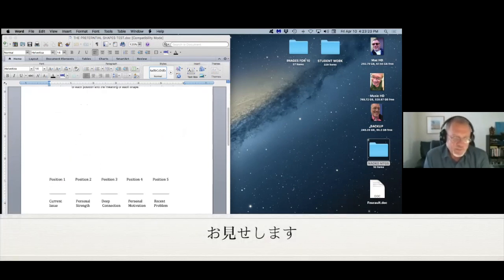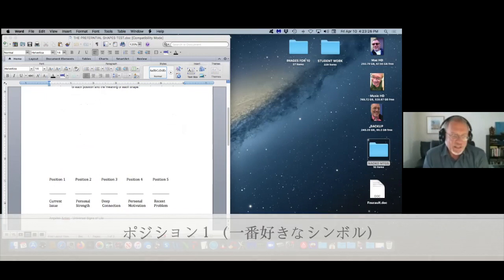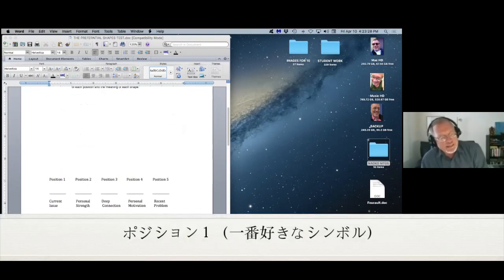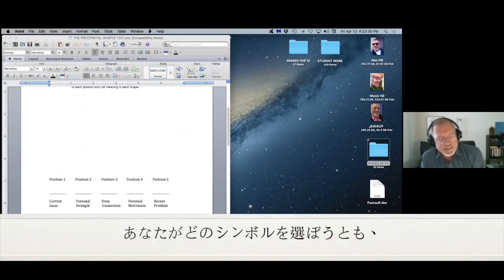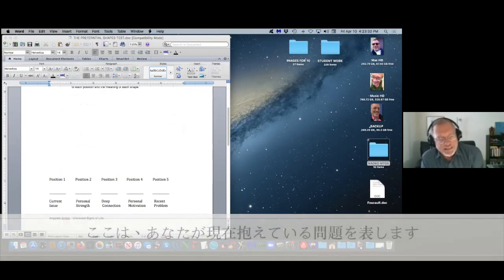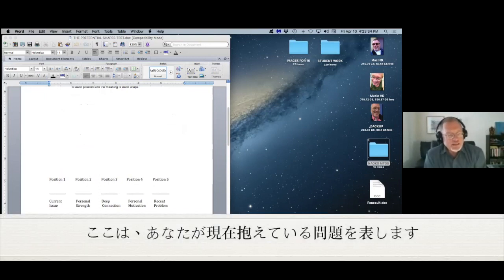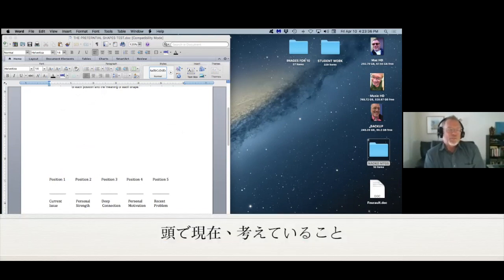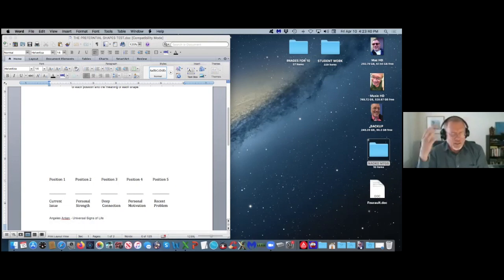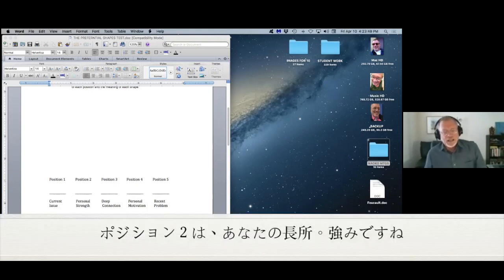Position 1 is whatever symbol you place in position 1 symbolizes some current issue that you are dealing with at some point in your life right now. So oftentimes I describe this as where your head is, because it's what is going around in your head. You're thinking about it. So whatever sign you put in there symbolizes that. The symbol that you place in position number 2 symbolizes your personal strength. It's something that you can always count on.